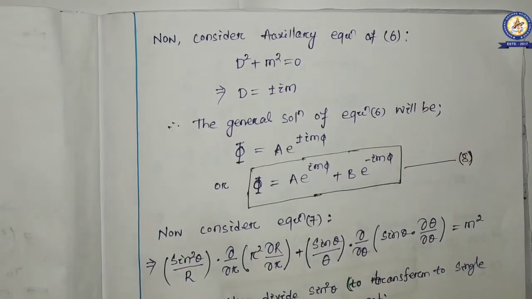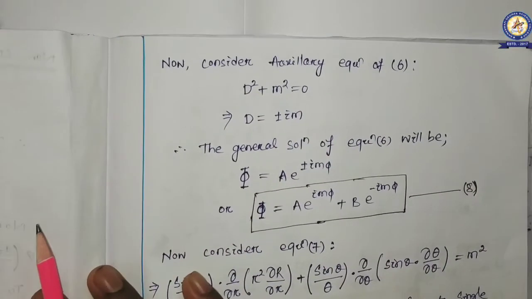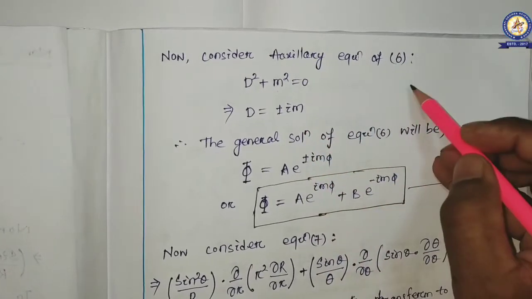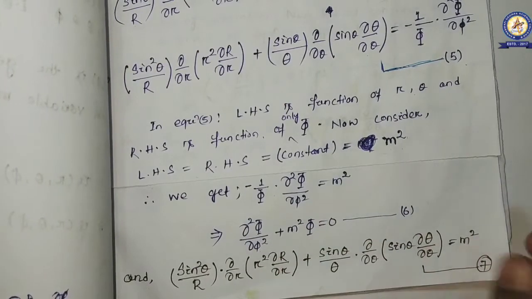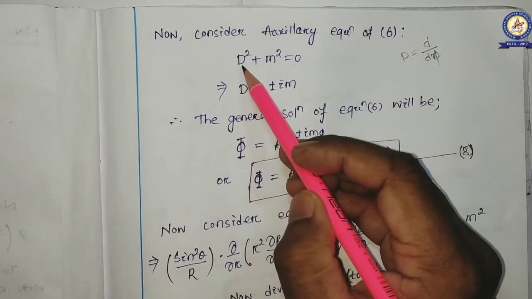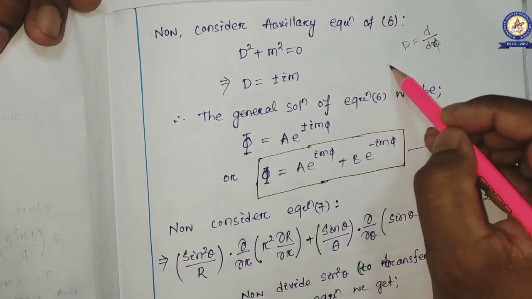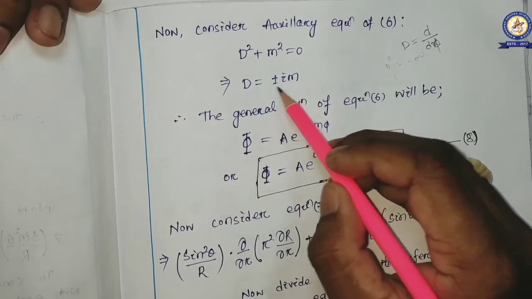Now we have to find the solution of equation number 6 by considering the auxiliary equation. This is your equation number 6, and we are going to consider its auxiliary equation. The auxiliary equation, as you know, will be D square plus m square equal to 0 for equation number 6, because here D is nothing but d by d phi, right? So as d square by d phi square is there, we write capital D square plus m square equal to 0. So D square equals minus m square, and D will be the root of minus m square, that is plus or minus im.